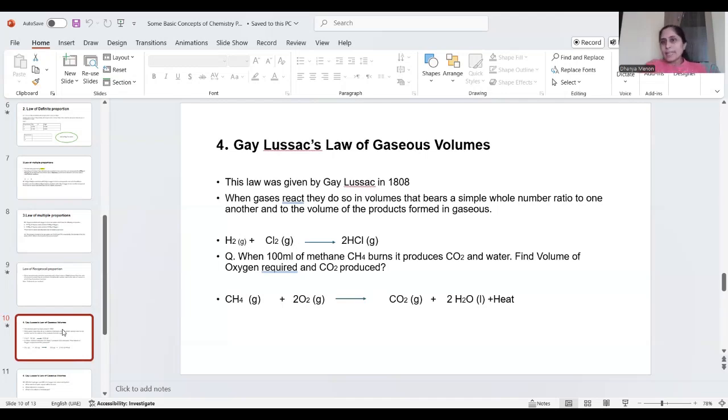So Gay-Lussac's law says that when reactants react, they do so in volume that bears a whole number ratio with one another and with the gaseous product. But one condition is there, it deals with gaseous reactants. Okay, so let's check out. Let's do this example itself. Okay, methane is reacting with oxygen. Let's just share the screen.